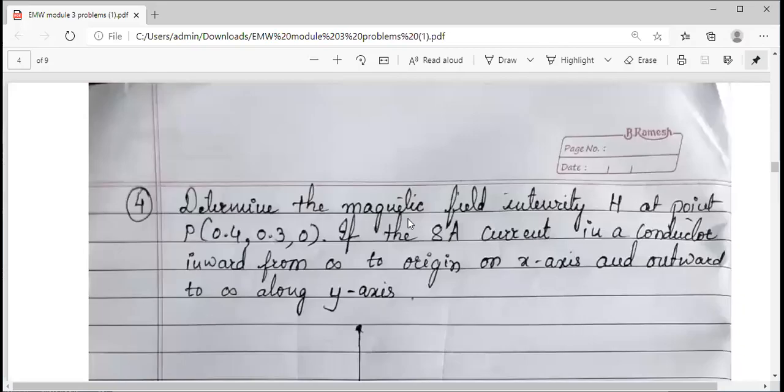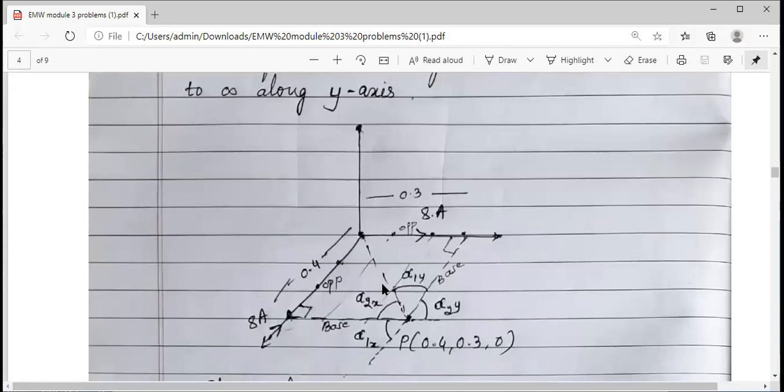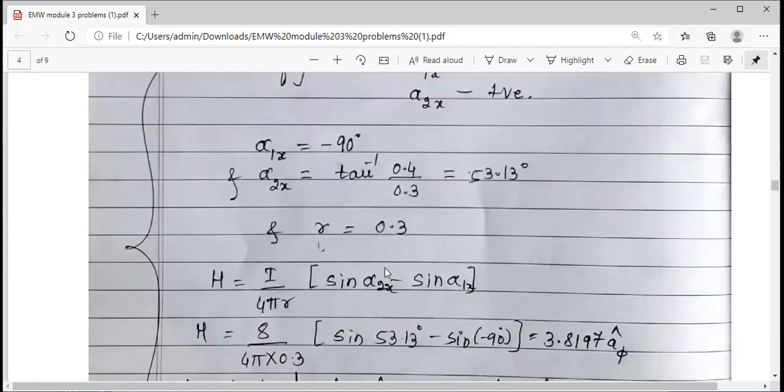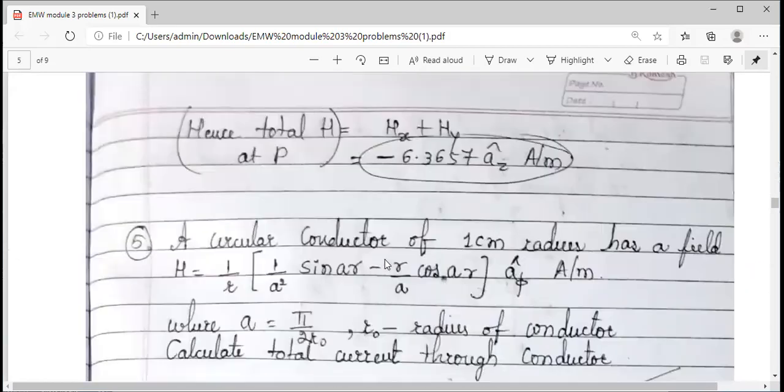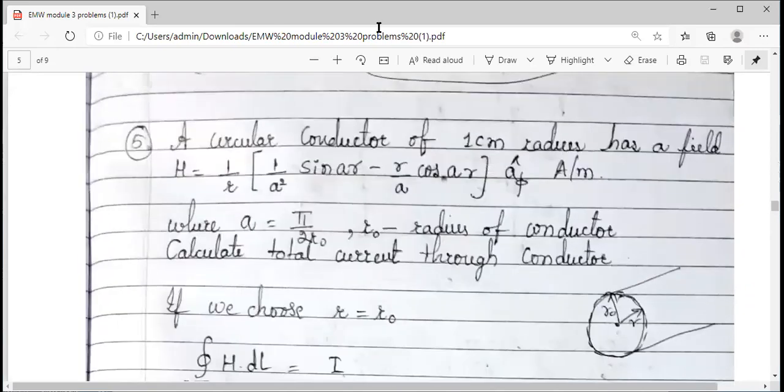In the previous session, we have solved 4 problems. This is the last problem that we have seen. So let us continue this problems. Okay, you can see the fifth problem.